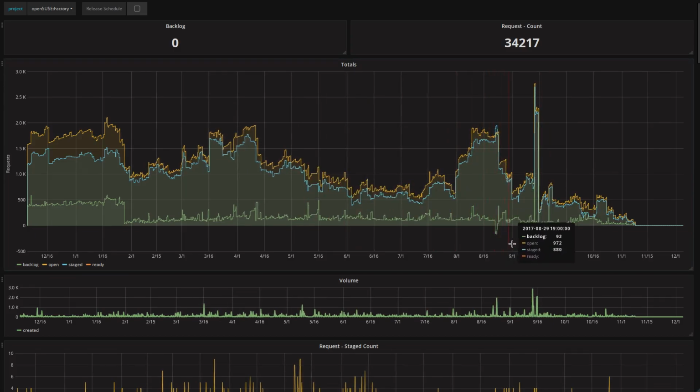It would be interesting to annotate this graph with major software releases, like the KDE stacks or GNOME updates, which seem to end up having a whole bunch of requests, and correlate them on the graph. That would be interesting to follow up on.